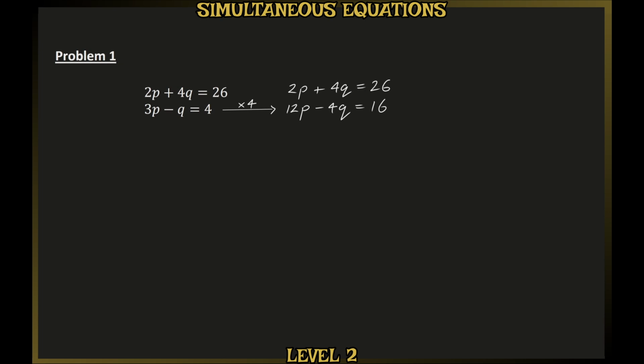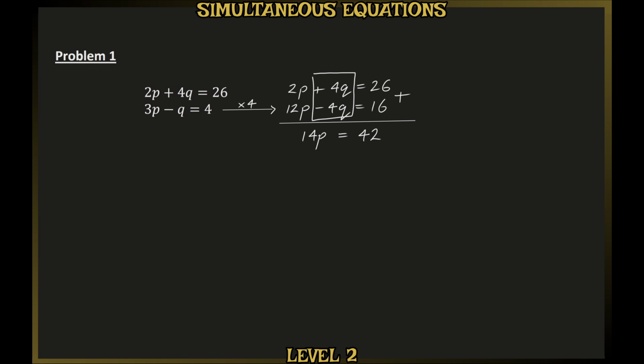Now something else we notice is that the 4q in the first equation is positive and the second is negative. And this means that to eliminate them, we need to add the two equations together. And this is because 4q plus minus 4q is 0. So adding everything in both equations together, starting with the p's, we have 2p plus 12p is 14p. The 4q plus minus 4q becomes 0, and on the right, 26 plus 16 is 42.